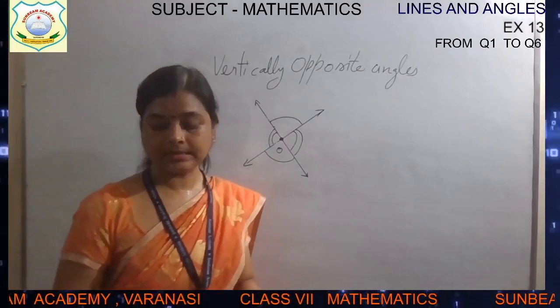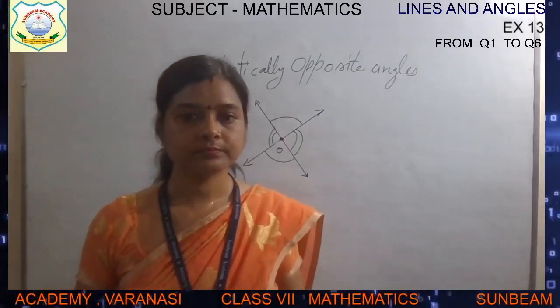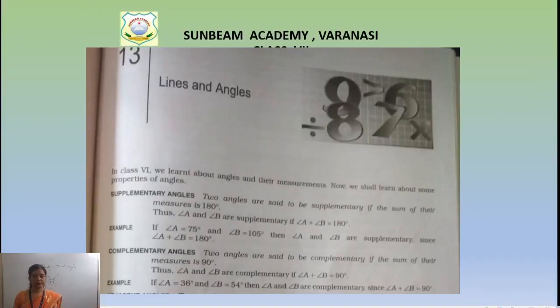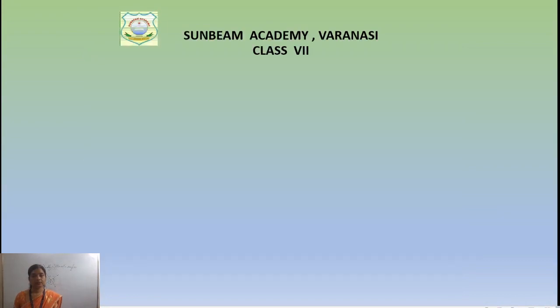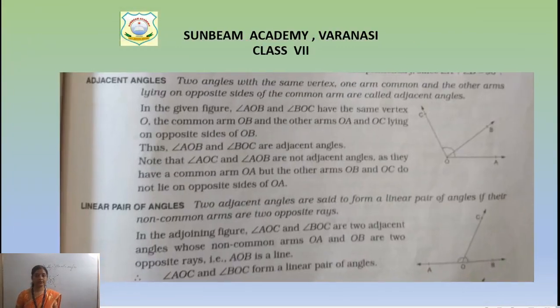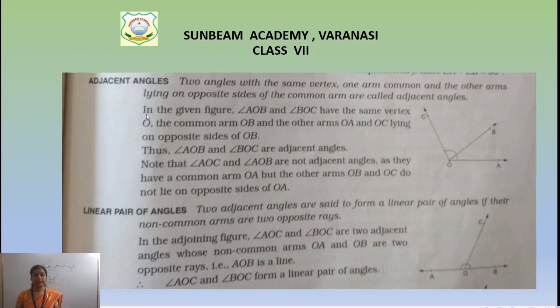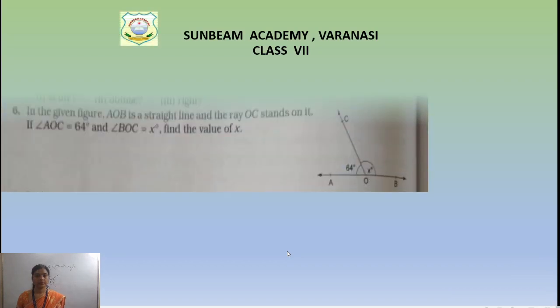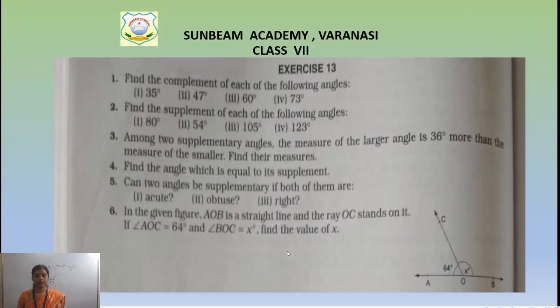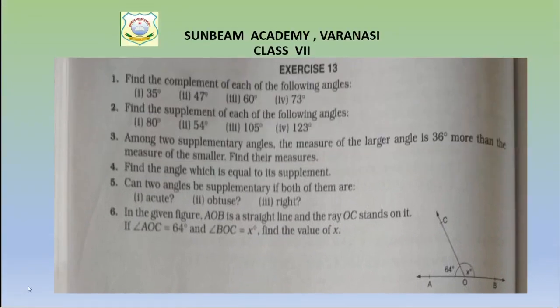Now let's start with the exercise, children. For that we have to see questions. Before that, let's see what are the definition which you have to write. You have to write adjacent angles definition also, and linear pair of angles. And then now question number 13. Let's start with the question first.